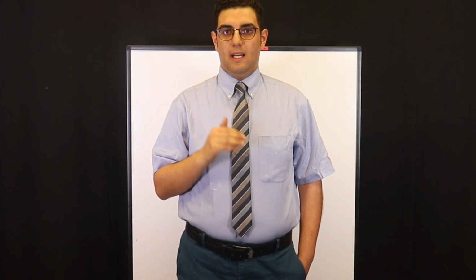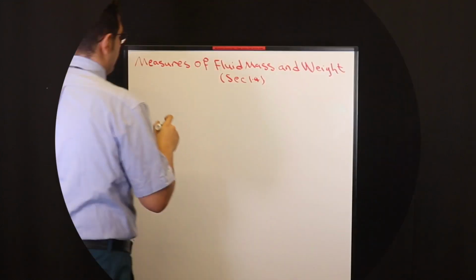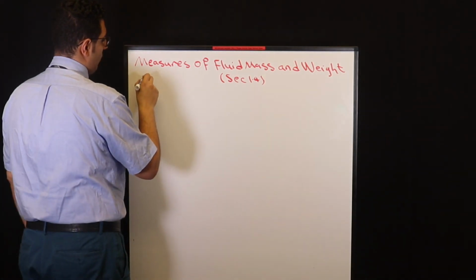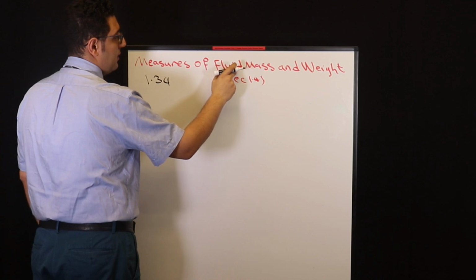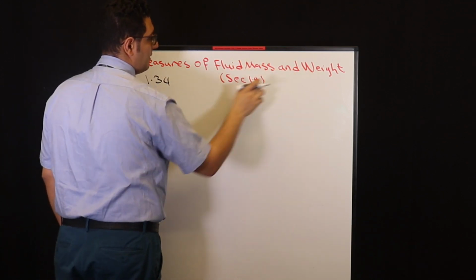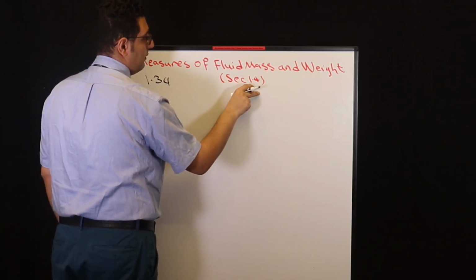In this section I'm gonna solve three questions of chapter 1 of fluid mechanics 1, sections 1.4 to 1.9. Follow me with the questions. First question number is 1.34 from measures of fluids, fluid mass and weight, section 1.4.